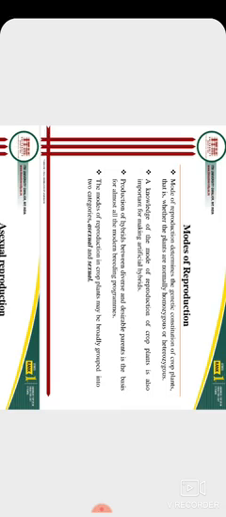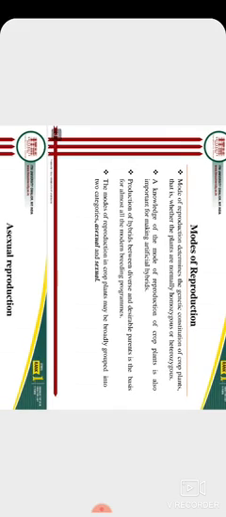First is, what are the modes of reproduction through which plants reproduce? What does the mode of reproduction tell us? It determines the genetic constitution of crop plants, that is, whether the plants are normally homozygous or heterozygous. We have to know whether the plants are homozygous or heterozygous, so the modes of reproduction will help us in determining this.